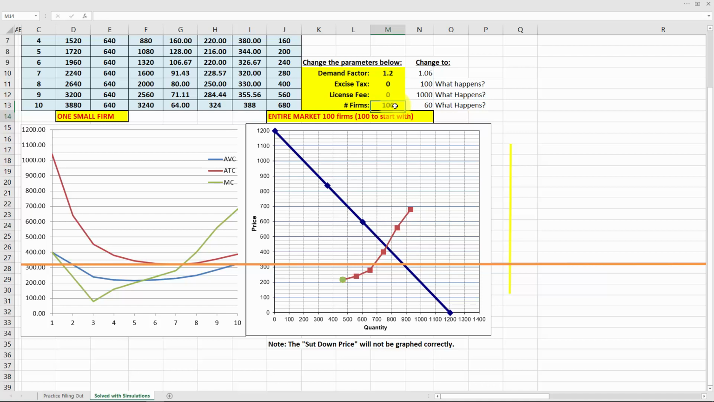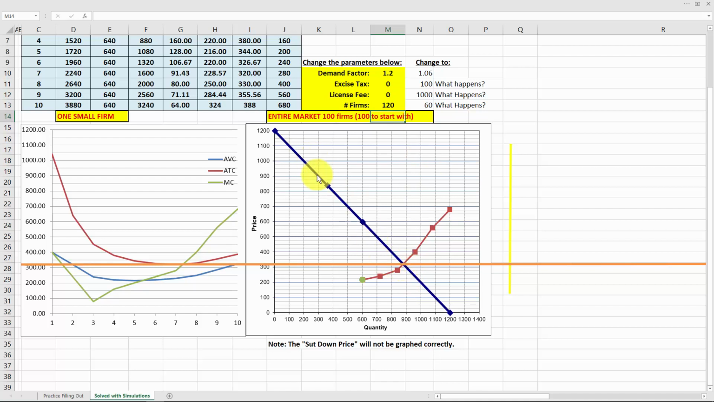Let's bring it back up to 100. Nope, that doesn't bring the equilibrium price down to 320. It still looks like it's 400. So maybe 110? Not enough. 120? Hey, that looks about right.